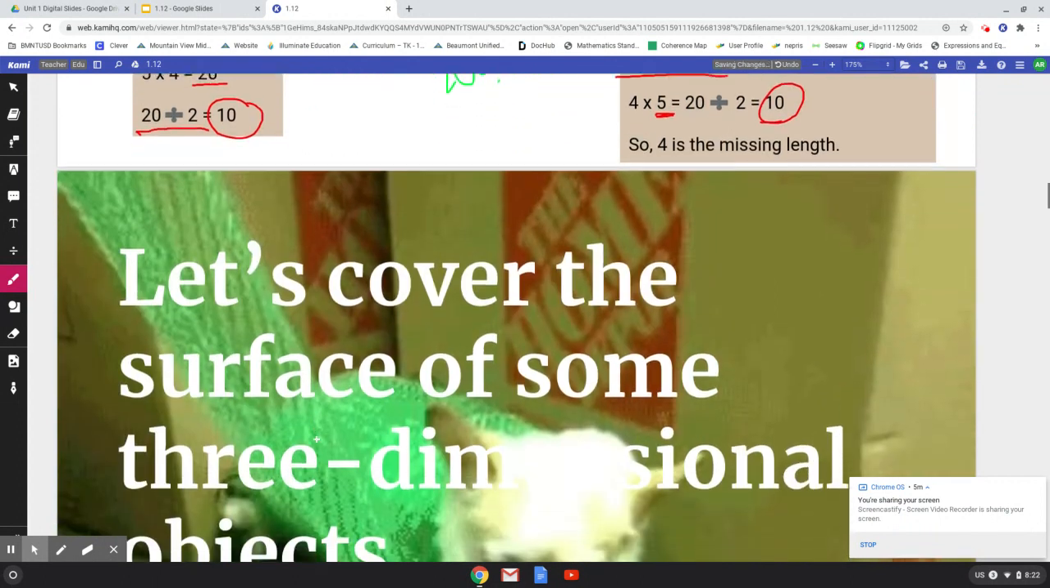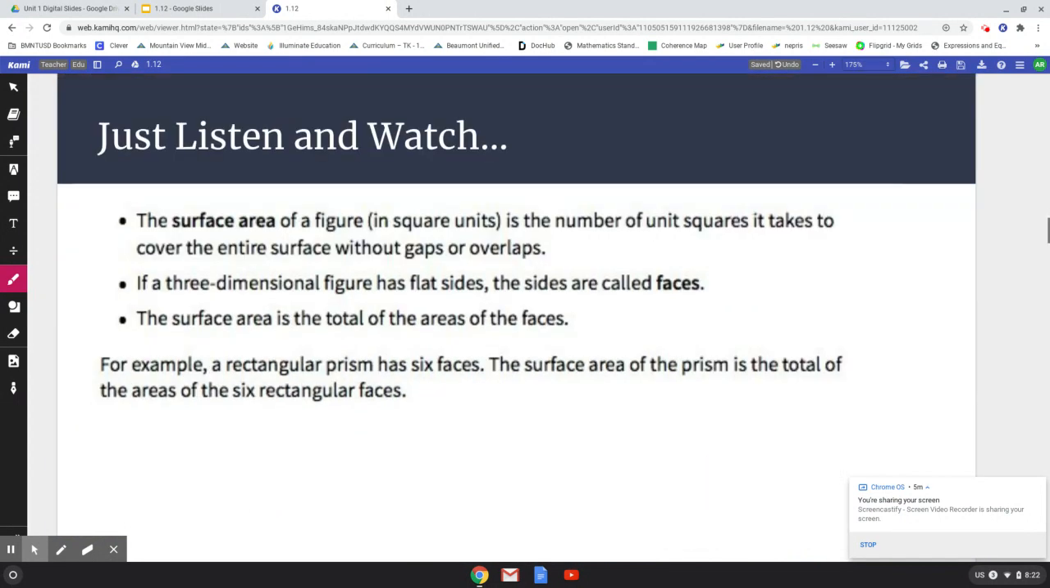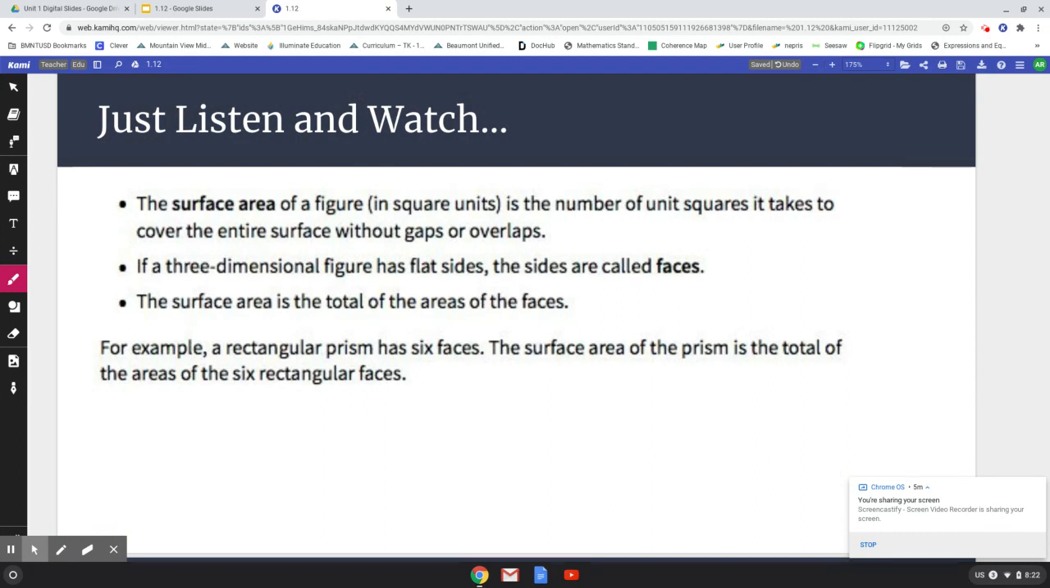All right, so now we move on to today's stuff. It says, let's cover the surface of some 3D objects. So the surface area of a figure in square units is the number of unit squares it takes to cover the entire surface without gaps or overlaps. If a 3D figure has flat sides, the sides are called faces. Okay, so the flat parts of a box we call faces. So the surface area is the total of the areas of the faces.